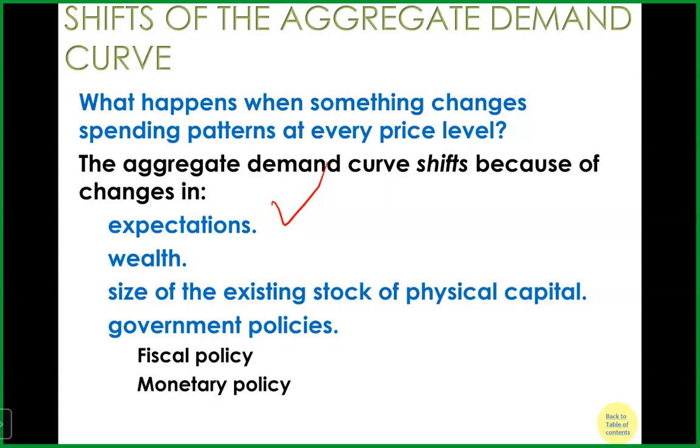Third, the size of the existing stock of physical capital. To understand that, let's use a restaurant as an example. If the restaurant has plenty of physical capital unused, meaning most of the time their tables are open, what does that mean for aggregate demand? Or what does it mean if a restaurant's physical capital is not used? The demand is low, right? So that essentially just means aggregate demand is low.